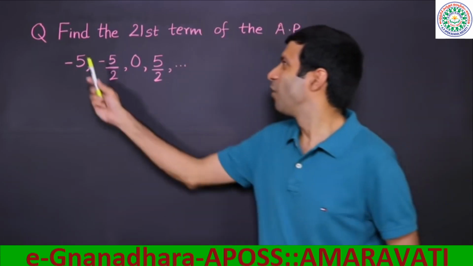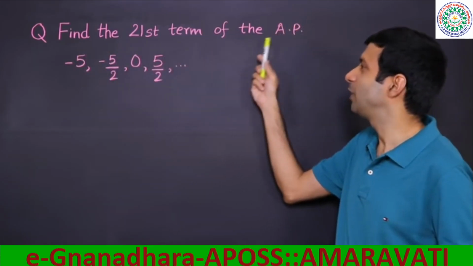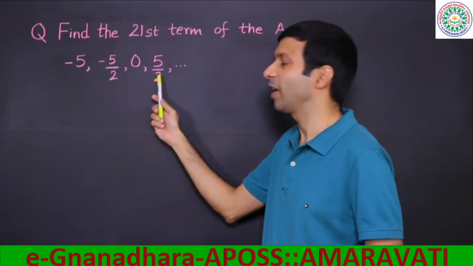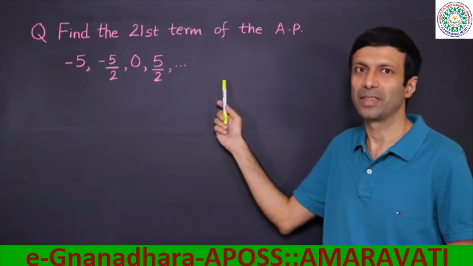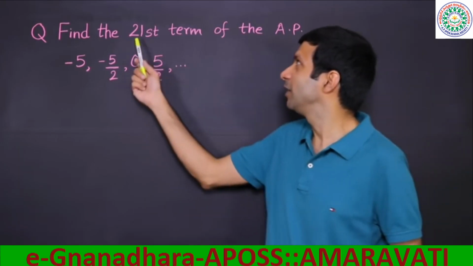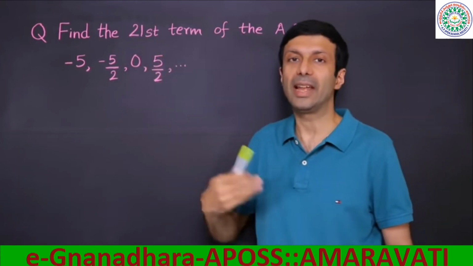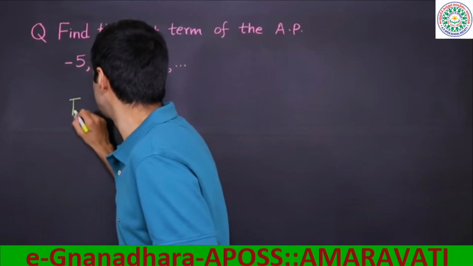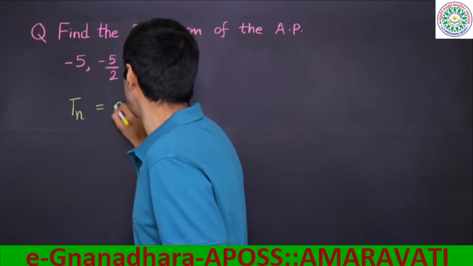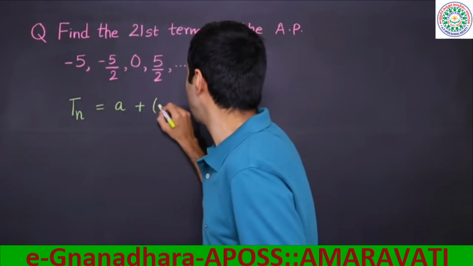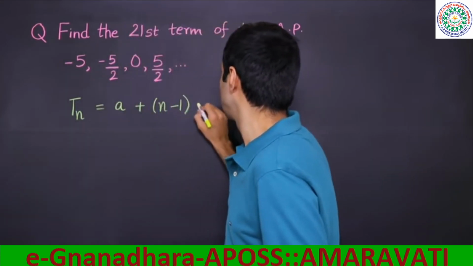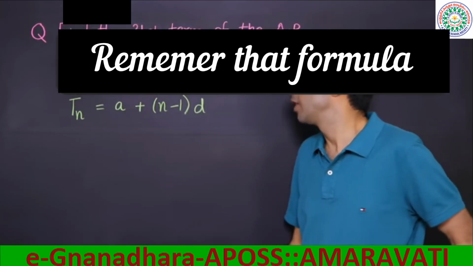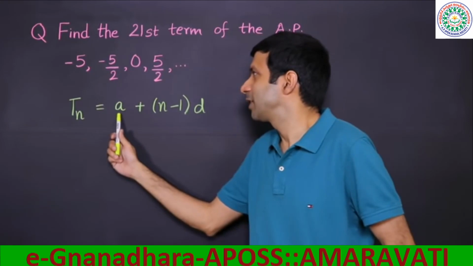Here it is. Find the 21st term of the AP minus 5, minus 5 by 2, 0, 5 by 2 and so on. Okay. And remember, to find the 21st term, or the nth term, we need to use the formula Tn equals A plus n minus 1 into D. Remember that formula?